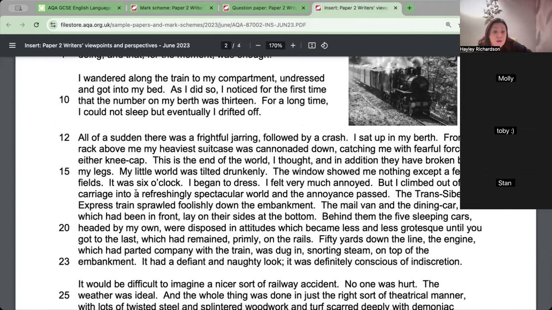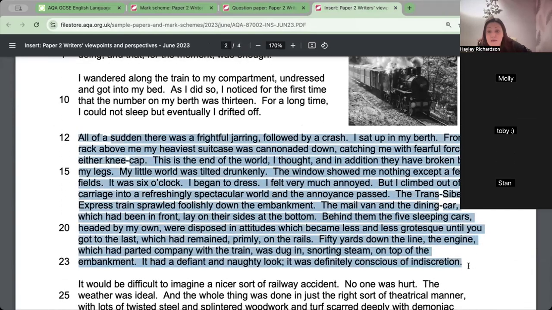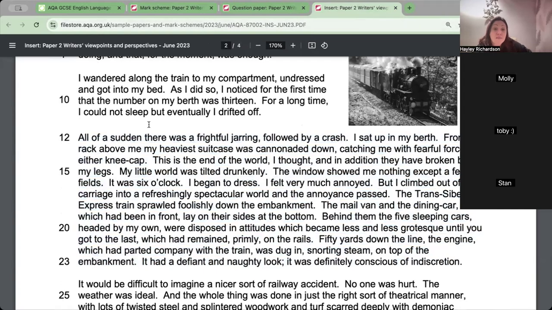Source A, 12 to 23, brilliant. So it's this bit here, lovely stuff. And I'm going to be looking at the vocabulary that describes the accident. So frightful, jarring, heaviest suitcase, cannonaded down, catching me with fearful force, a nice bit of alliteration there, on either kneecap, the end of the world, bit of hyperbole there, or dramatisation, or catastrophising.